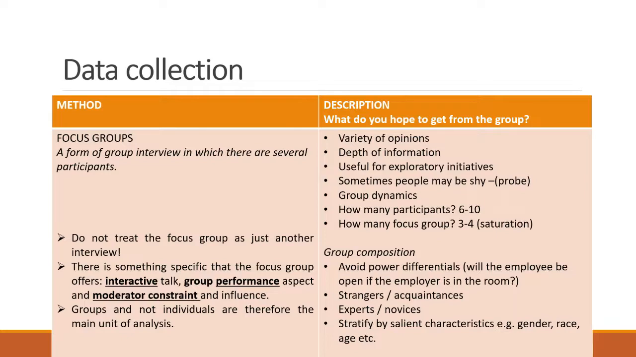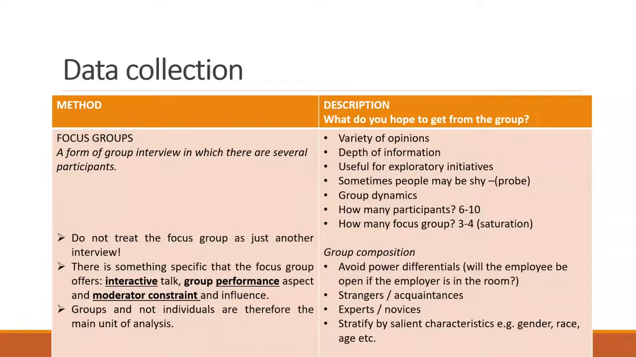So you have 3 or 4 groups of 6 or 8 people each, and it has been found that often beyond 4 groups, you start reaching saturation as well. You have a focus group and then a conversation on the theme, and you start realizing that similar types of themes and conversations start happening. So that's when you know that, okay, I've reached saturation.